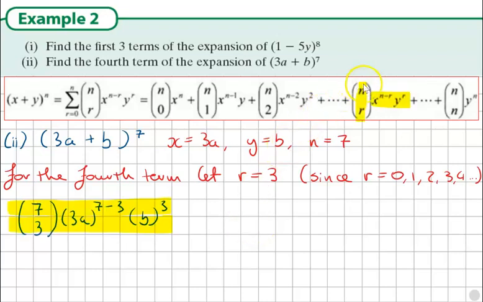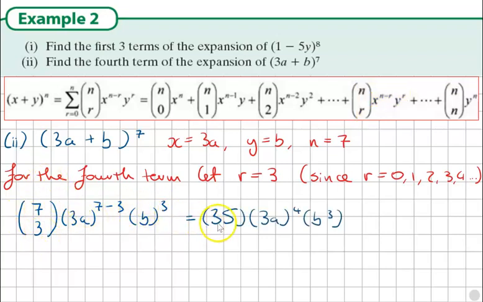So we're going to sub into this part of our formula, n choose r times x to the power of n minus r times y to the power of r. The n is 7, so we have 7 on top. The r we decided to be 3, so it's 7 choose 3. The x is 3a, so it's 3a there. N minus r, well, it's going to be 7 minus 3, so it's to the power of 7 minus 3. And then the y is b, and to the power of r, we let r be 3, so it's to the power of 3. So we've 7 choose 3 times 3a to the power of 7 minus 3 times b to the power of 3.